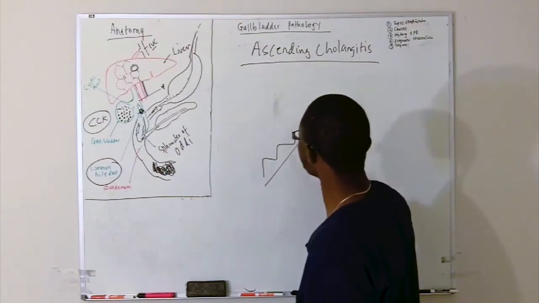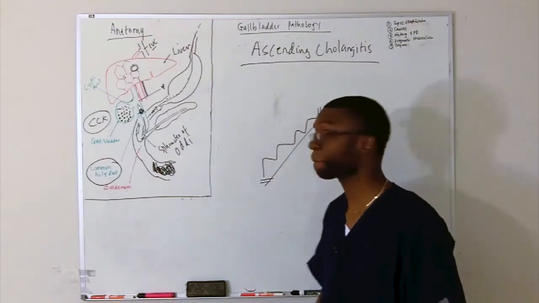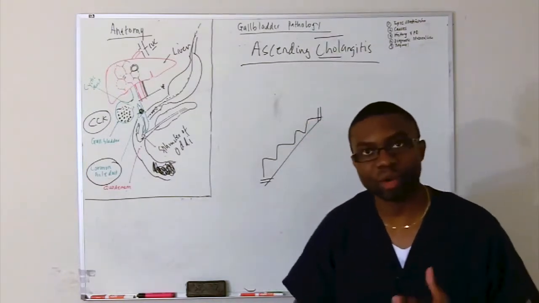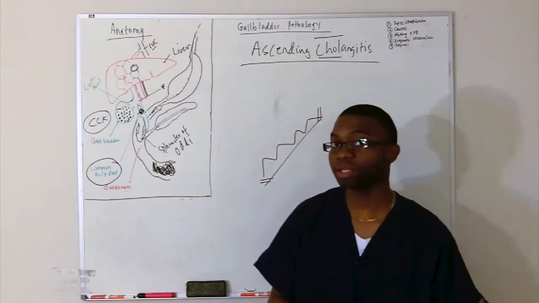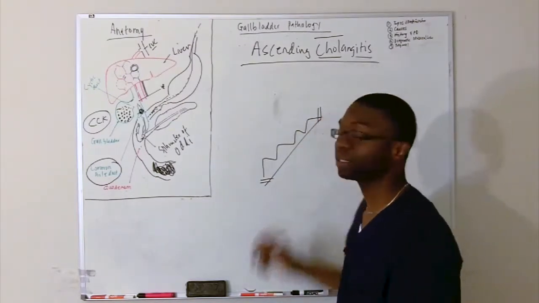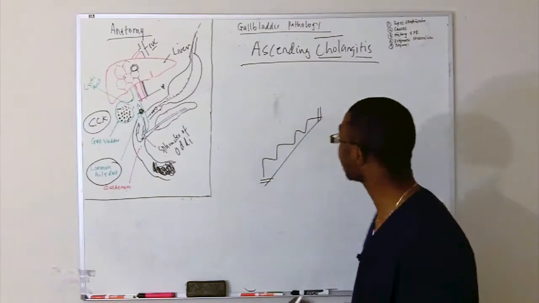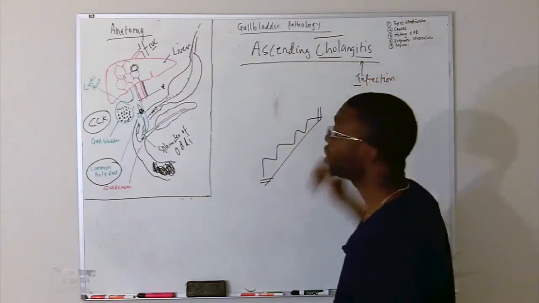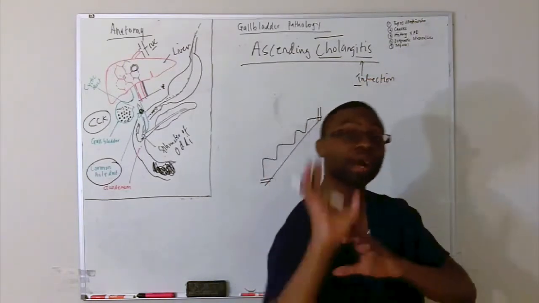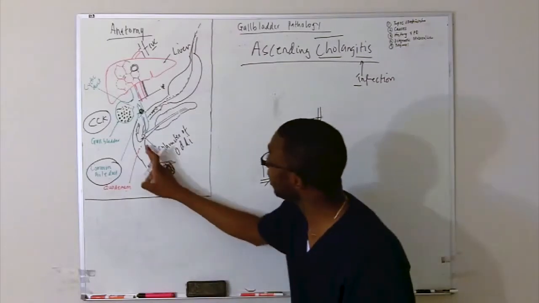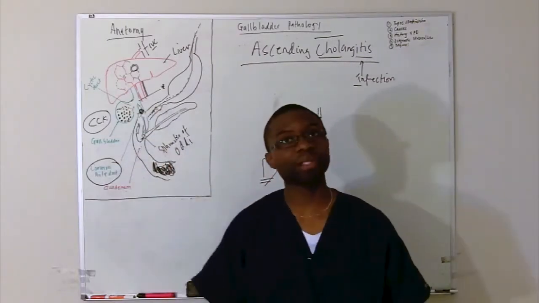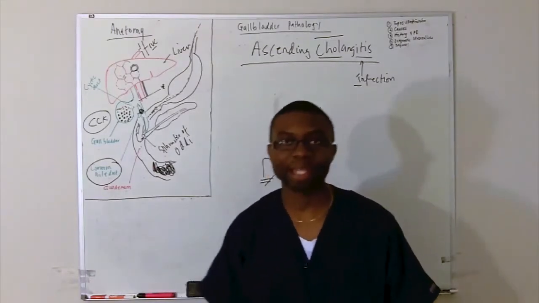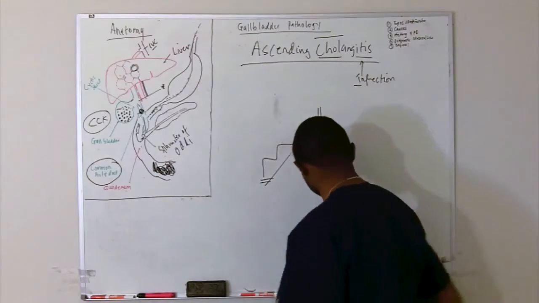Through the steps, right? Affecting the biliary tree, again. Chole, biliary, gallbladder. Itis, again, inflammation. In this case, what's causing the inflammation is an infection. So an infectious process creeping up into this green line, which is the common bile duct, is called ascending cholangitis. What do you think is causing it? Bacterial overgrowth. Now let's talk about the guys that actually play a role in this.